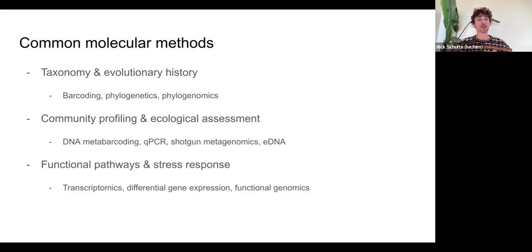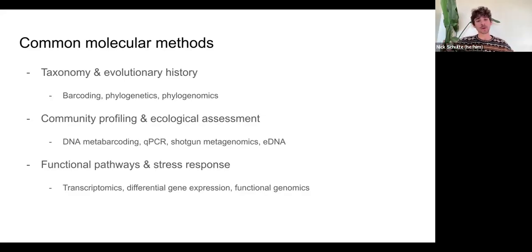and becoming increasingly more common, which is the community profiling of diatom assemblages, of any assemblage, biodiversity, using such techniques as DNA metabarcoding, quantitative PCR, shotgun metagenomics, and environmental DNA. And I'm just breezing through some of these methods real quick. These are just the buzzwords that you'll hear, and we'll dig into each one of these.